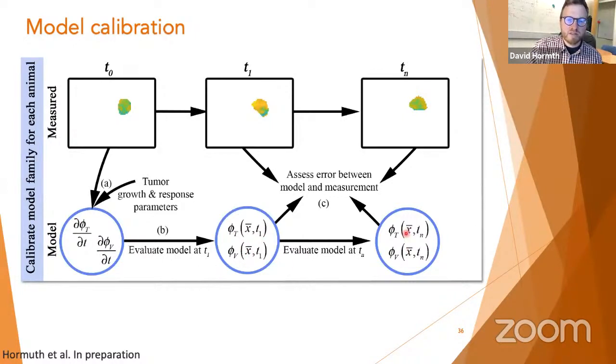We evaluate the model at those time points and compare that back to the measurement. Using the Levenberg-Marquardt method, this provides us guidance on how to update those model parameters to decrease the error. And we repeat this until our stopping criteria are met: either the optimization has reached a steady state, or the error has fallen below a provided tolerance.